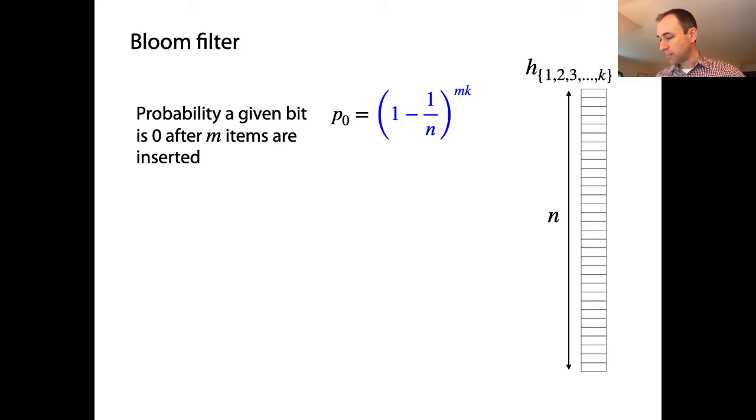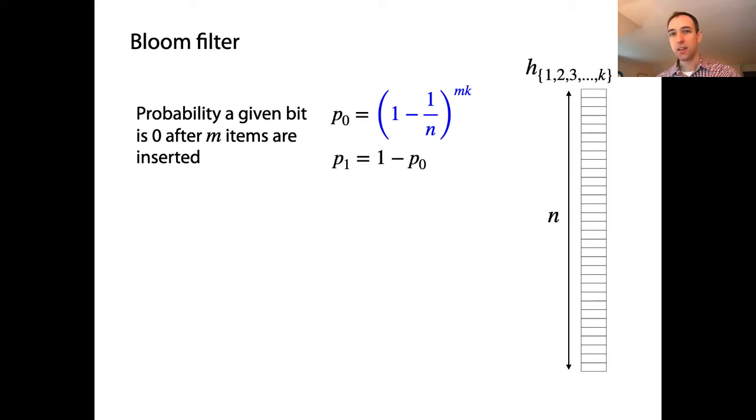Okay, so if that's the expression for p sub 0, the probability that a bit is 0, well, the probability that a bit is 1 is just going to be 1 minus p sub 0. There are only two possibilities: I'm either set to 1 or I'm set to 0. So what we have here is the probability I'm still 0. If I wanted to know the probability that I got chosen one or more times by those m times k hash functions, then that would be this, 1 minus p sub 0.